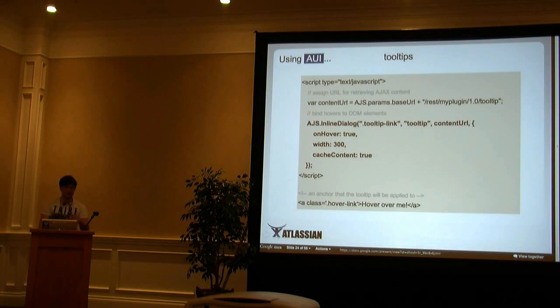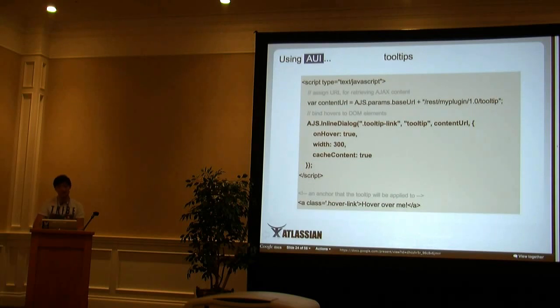So I mean, that's kind of good for flyout dialogues and things like that. But yeah, in this case, we're just using it as a hover and a width. And that last one is cache content. So this is really good for where you're trying to hide an expensive operation away from the user at page render time.